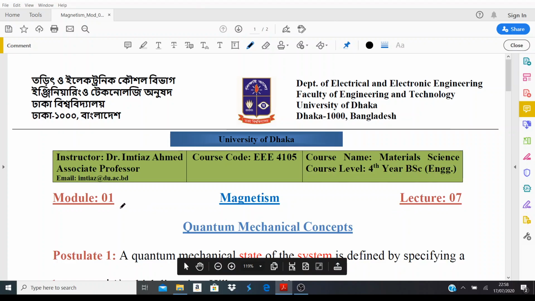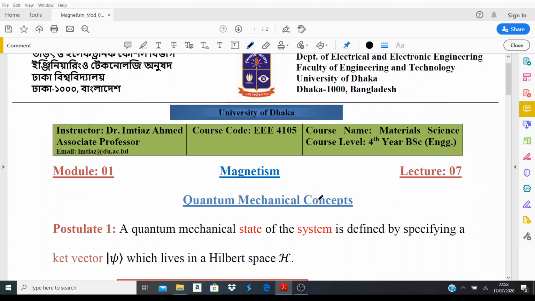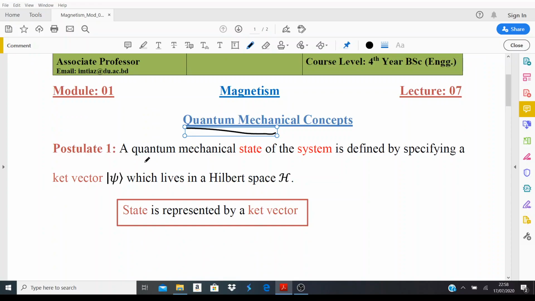This is lecture 7 in module 1 on magnetism. In this lecture, my plan is to start discussing some of the basic concepts in quantum mechanics to understand magnetism. To start, let me state postulate 1, which says a quantum mechanical state of a system is defined by specifying a ket vector psi which lives in a Hilbert space.